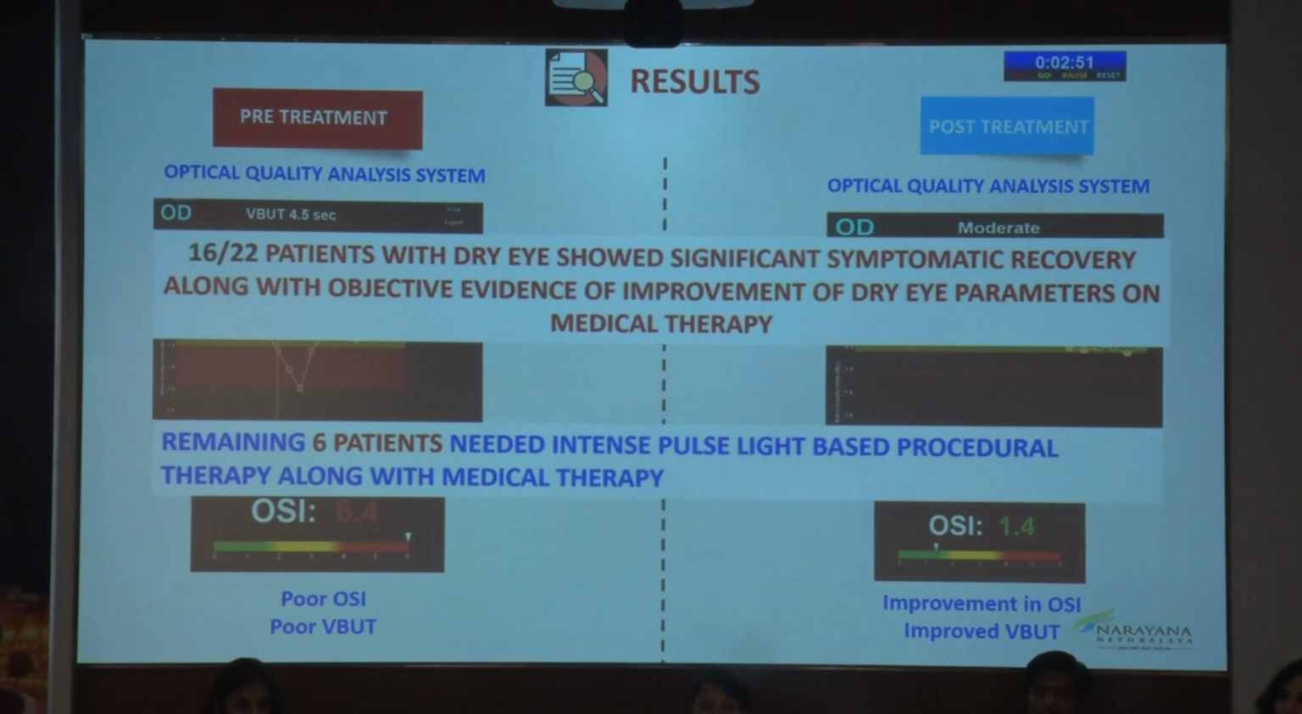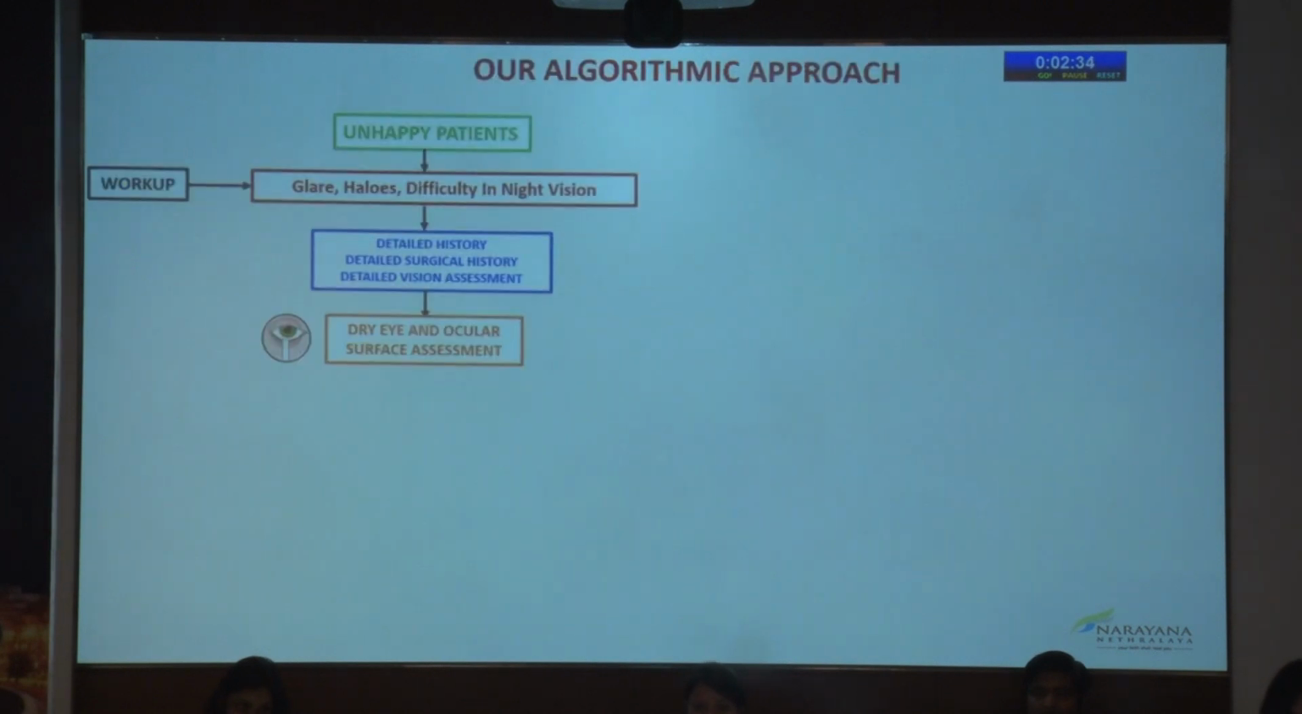The remaining 6 patients who did not improve with our medical therapy went for some advanced therapy. My colleague Dr. Shilpa has already told that we need to do intense pulsed light therapies such as iLight, or for patients who have MGD, the thermal pulsation therapy, which is LipiFlow therapy. Next we come to screening the corneal topography.